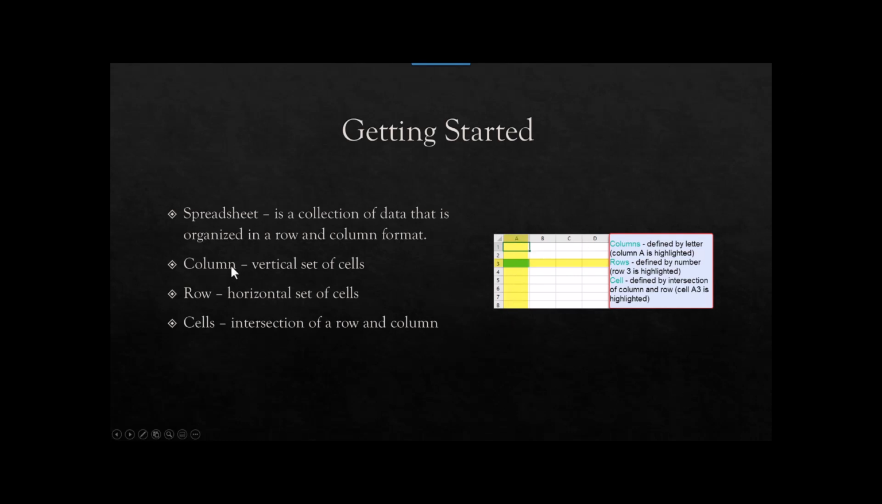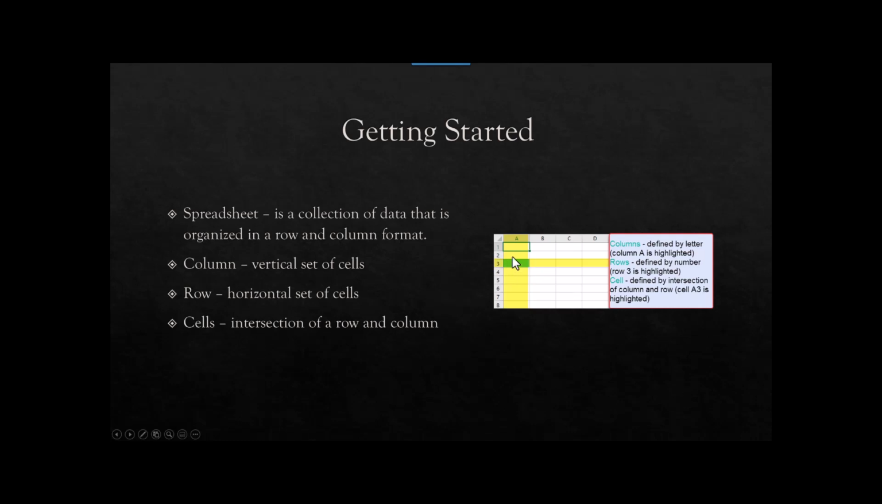So the first thing is a column, which is the vertical set of cells, right? So I have column A highlighted. Columns are identified with letters. Rows go horizontal, and they are identified with numbers.